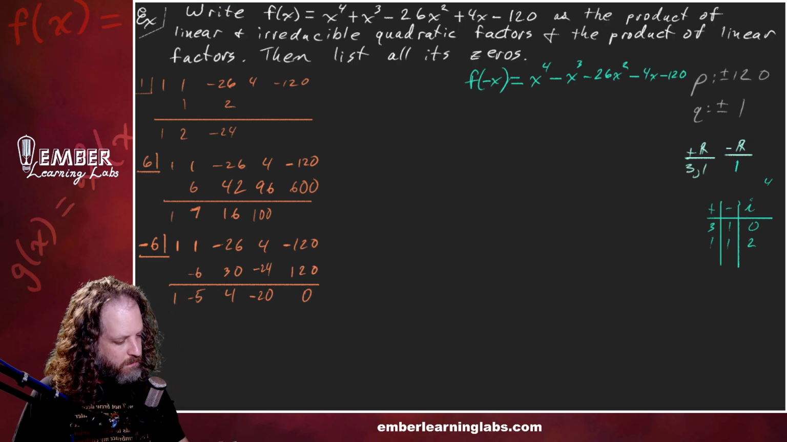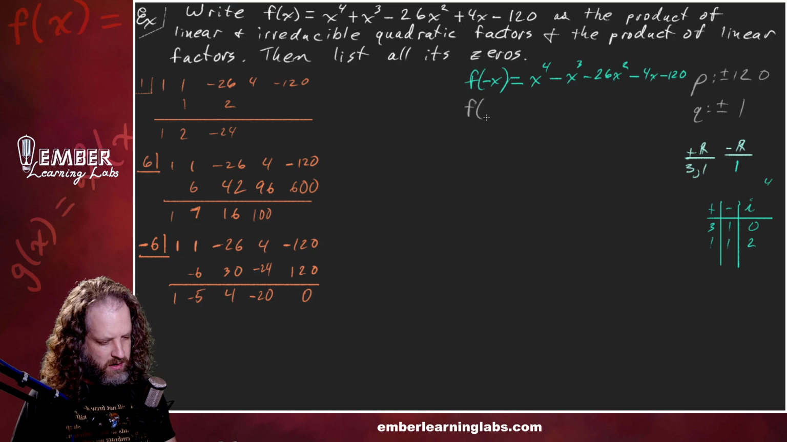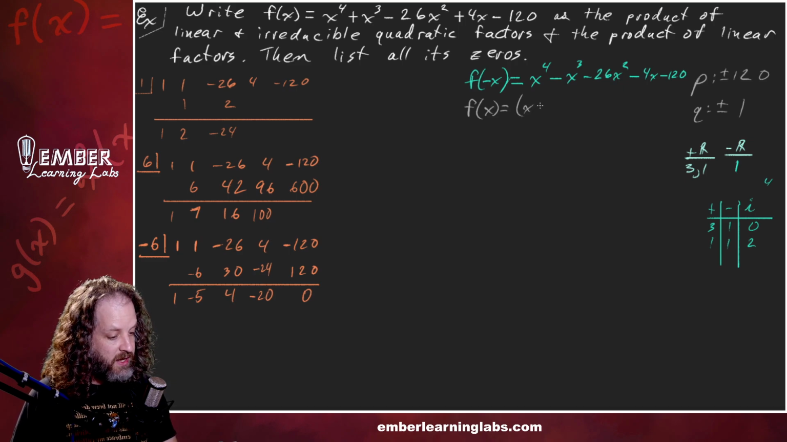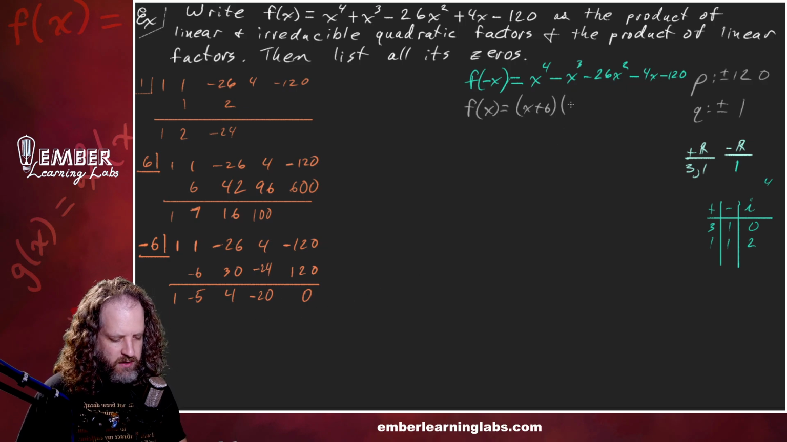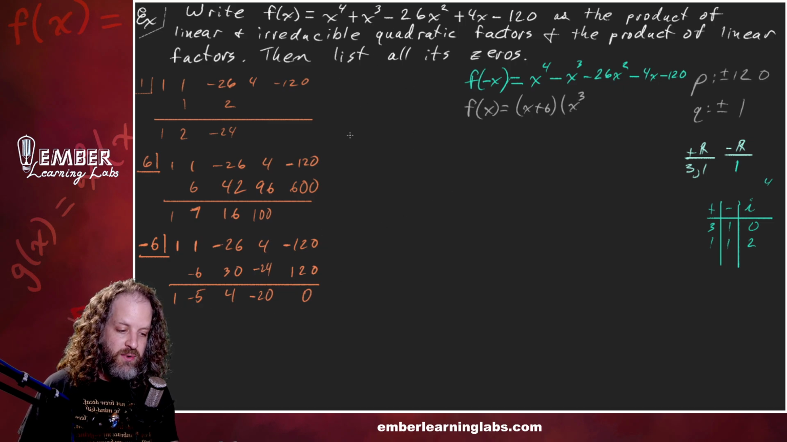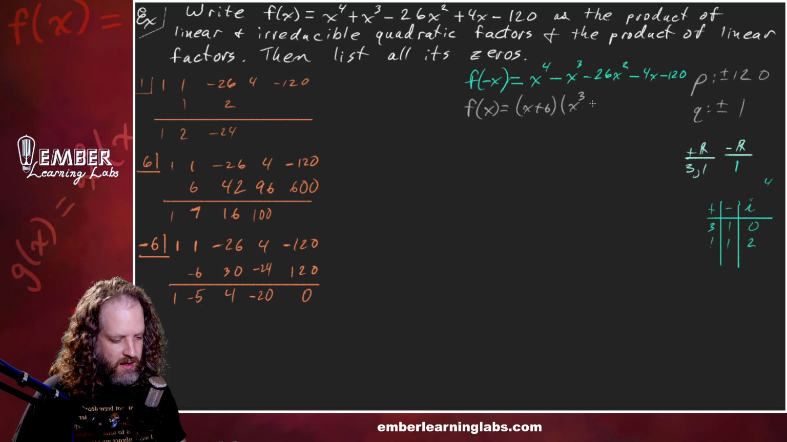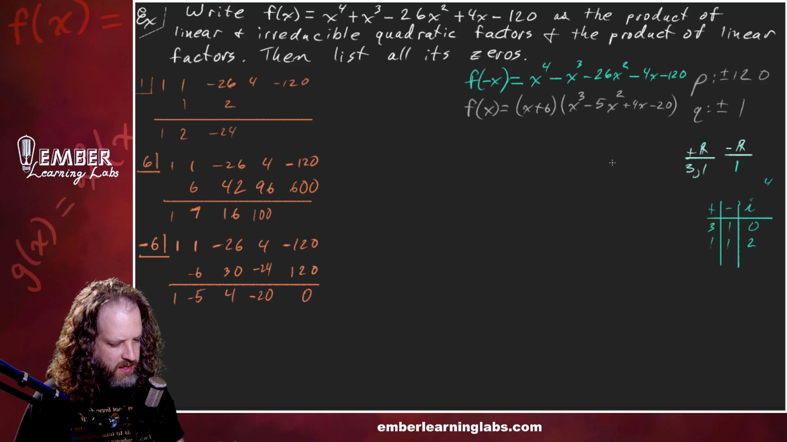So if we start building our function up here, f of x equals x plus 6 times this guy, right? These are one guy. So that would be x cubed, one less than the one we were dividing by, right? So x cubed minus 5x squared plus 4x minus 20, right?